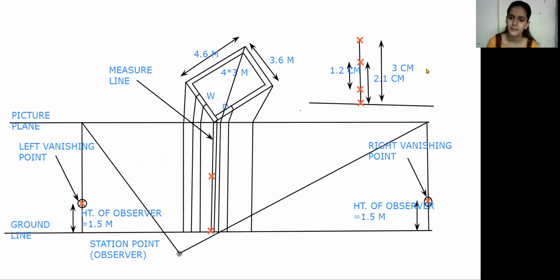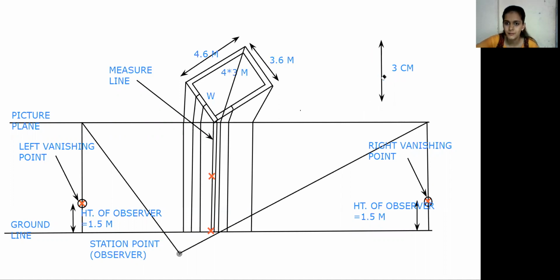In this way, we can mark 4 points. The lowest point is our floor level. The second point is sill level. Above that, that is the lintel level. And above that, there is an upper point for our room. Alright. So this way, we need to mark 4 points. So I have shown all these 4 points on our measure line.